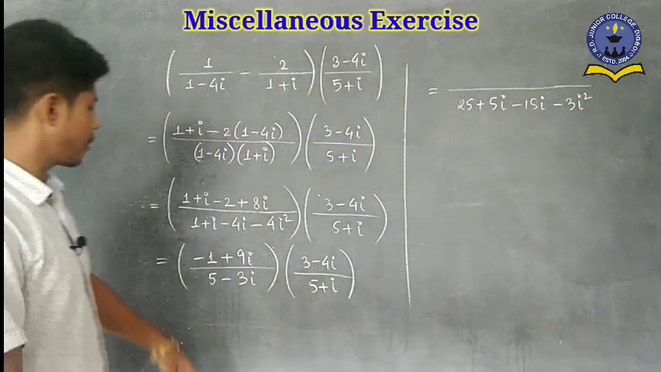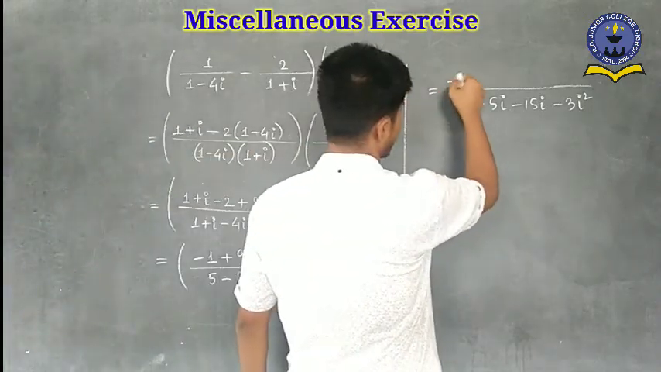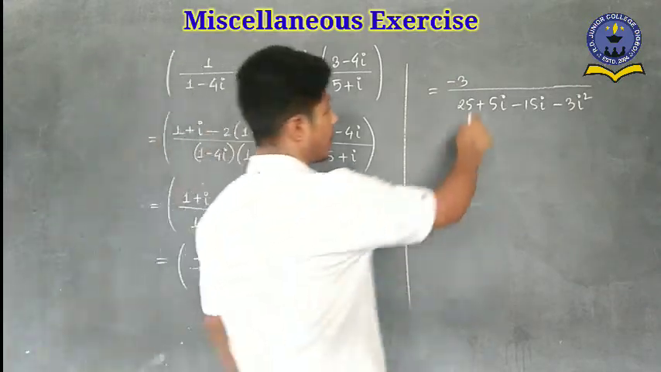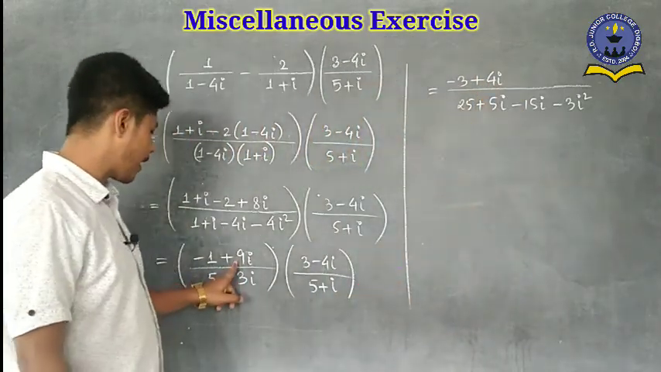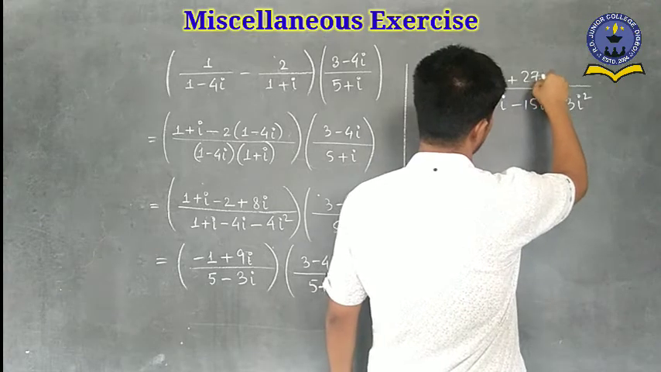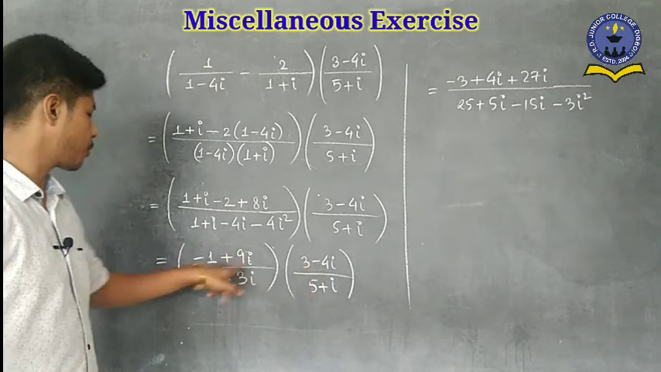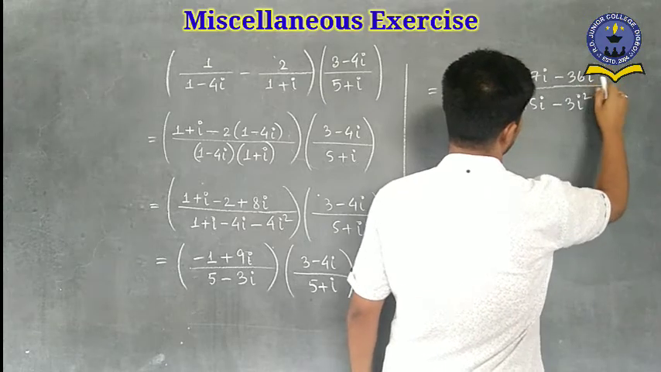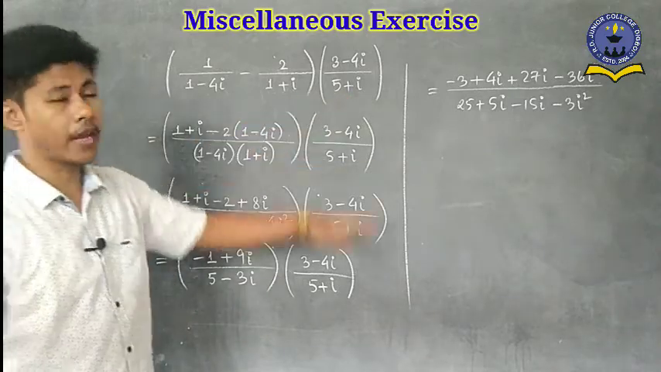Similarly, in the numerator, if we multiply minus 1 into 3, that means we get minus 3. And similarly here, minus 1 into minus 4i, that means plus 4i. So we have to write plus 4i. And the next part is here 9i into 3, that means 27i. So that means plus 27i, isn't it? And now here 9 4s are 36, so minus 36i square, i into i. You see here, this one is i into i, so that means i square. So after multiplying, we get this type of result.